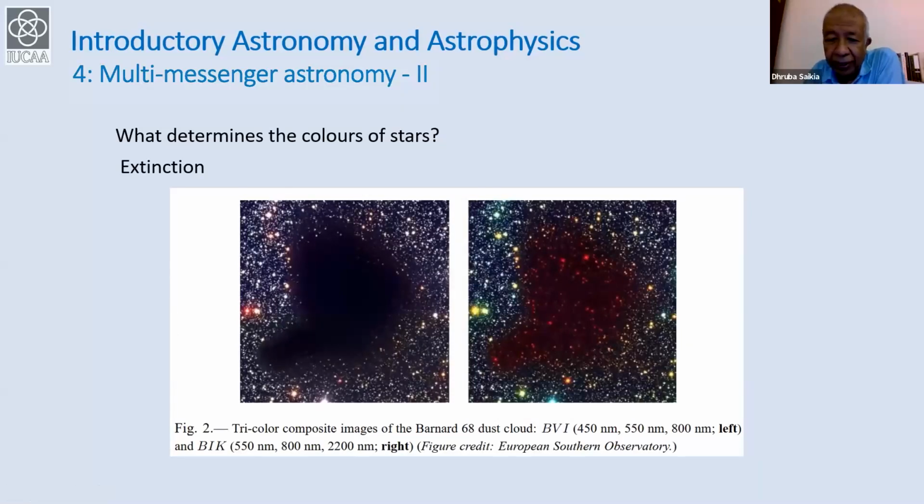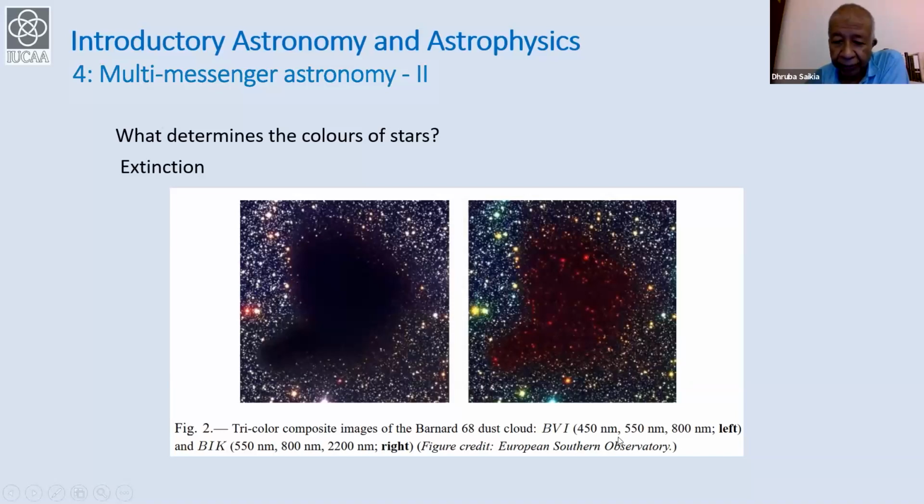For example, even a hot blue star with a very high temperature, 10,000 degrees Kelvin or more, when it passes through dense gas, may look reddish. Here is an example of a dust cloud called Barnard 68, one of these very dark clouds. On the left, what you see is a composite image at 450 nanometers, 550 nanometers, and 800 nanometers.